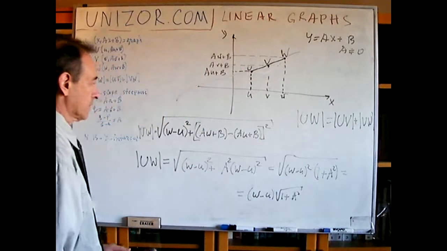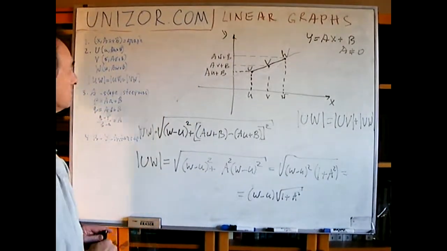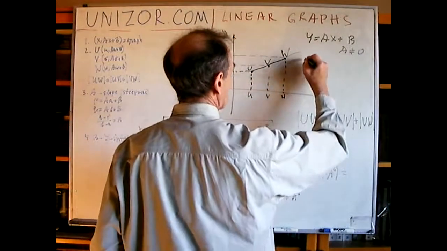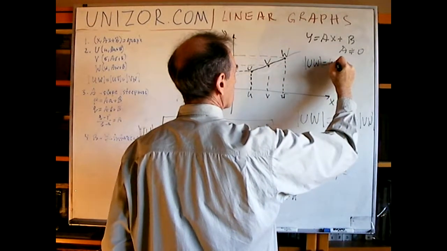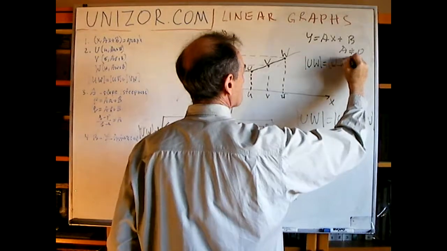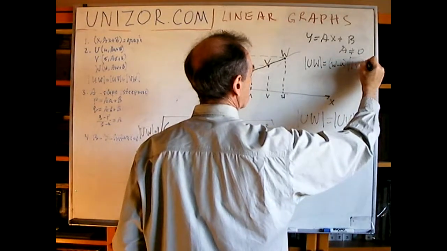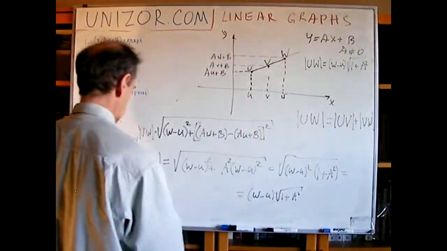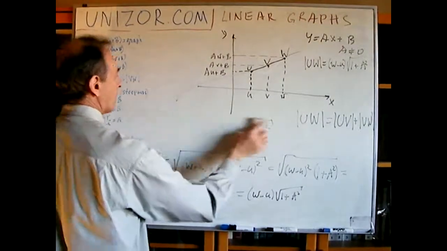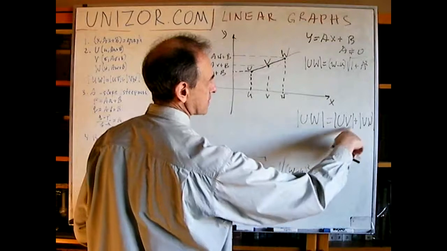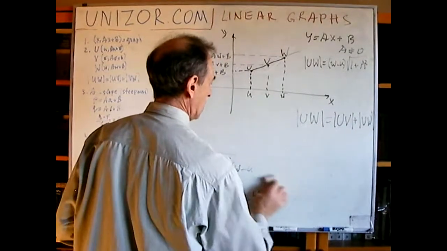That's it. That's all I need. So let's put it here. The distance from U to W is equal to W minus U times the square root of 1 plus A squared. Okay. Now we will do a very similar operation with this and check what happens.